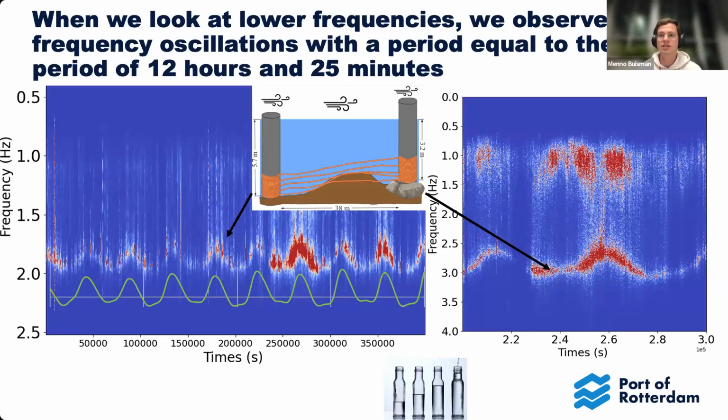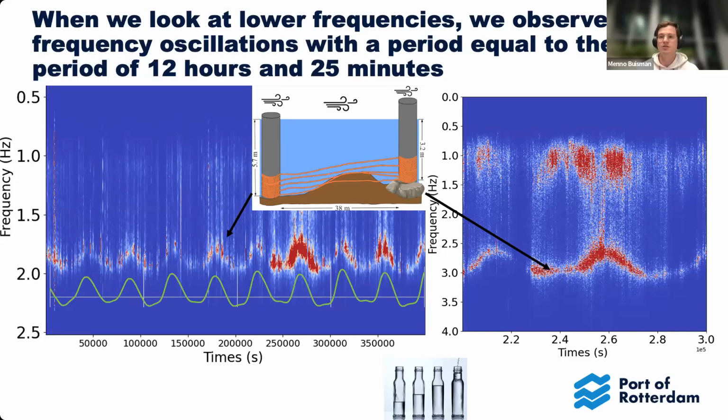And notice that the time scale here is for very large length. So this is about 5.5 days. And we start to see a frequency oscillation. And this frequency oscillation's period is about 12.5 hours. And this is the double tidal period in the Port of Rotterdam.